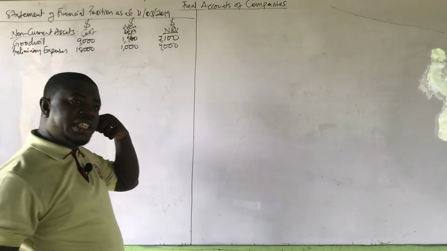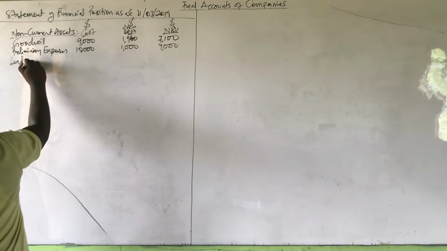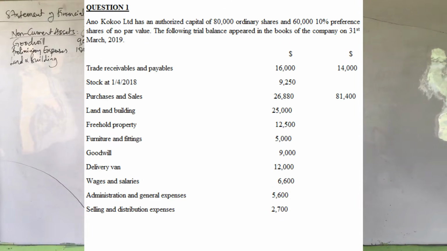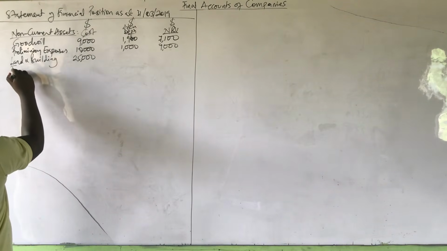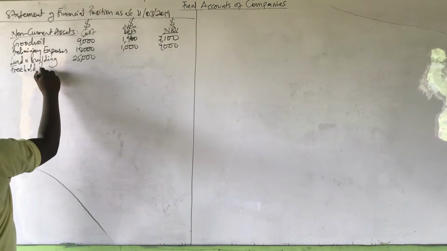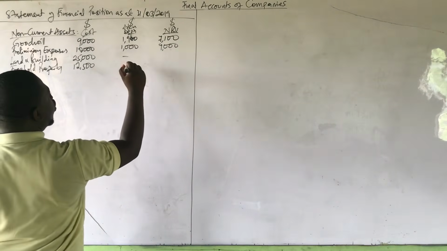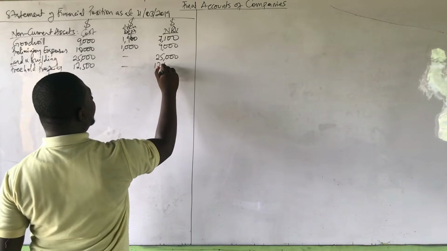Then let's bring in our tangible non-current assets. We have land and building in the question. The value for land and building in the question was 25,000, but it did not depreciate. There was also freehold property of 12,500. So 25,000 for land and building, and then freehold property 12,500. There was no depreciation charge for any of them, so the net book value remains the same.